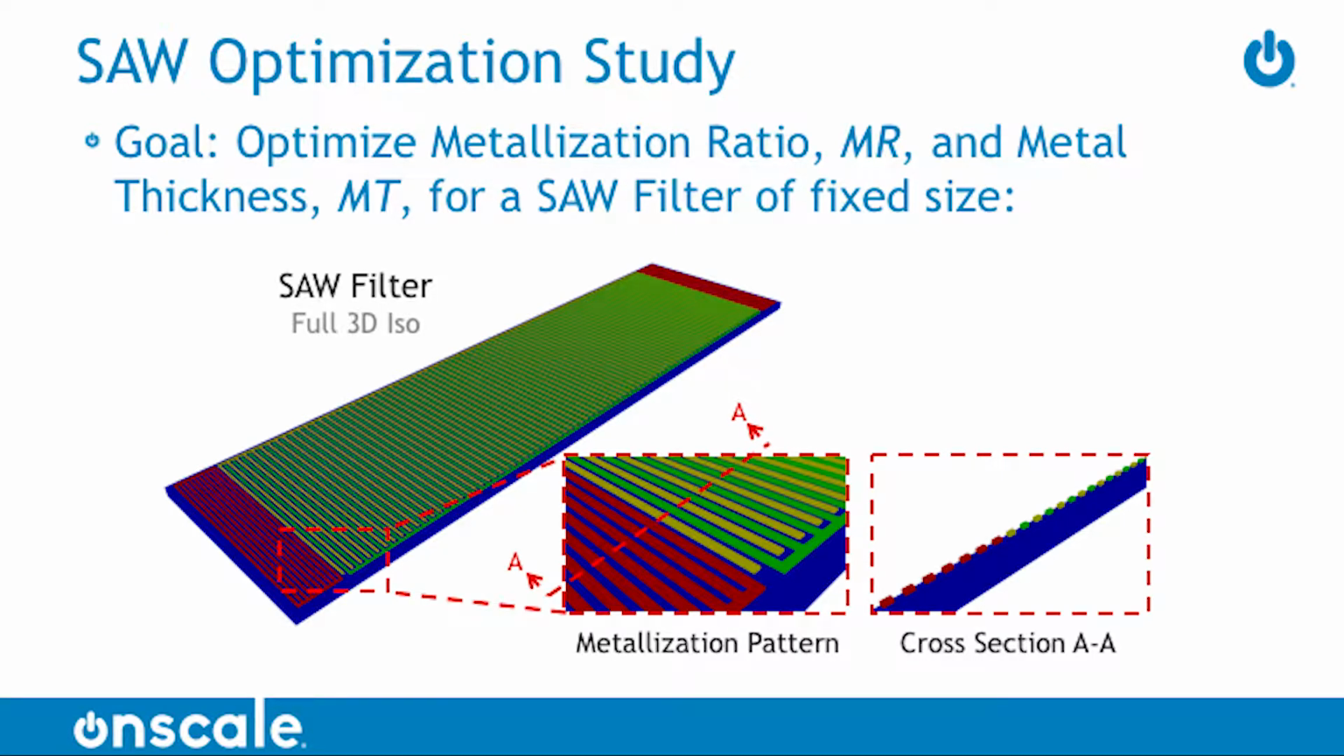I'm going to show you how you can use OnScale's cloud HPC platform to quickly optimize a complicated device like a SAW filter for RF front ends. In this study, we are going to start with a SAW filter of fixed size, fixed length, fixed width, and with a fixed number of interdigitated fingers. We want to know what metallization pattern and what metallization thickness yields optimal performance for this design.